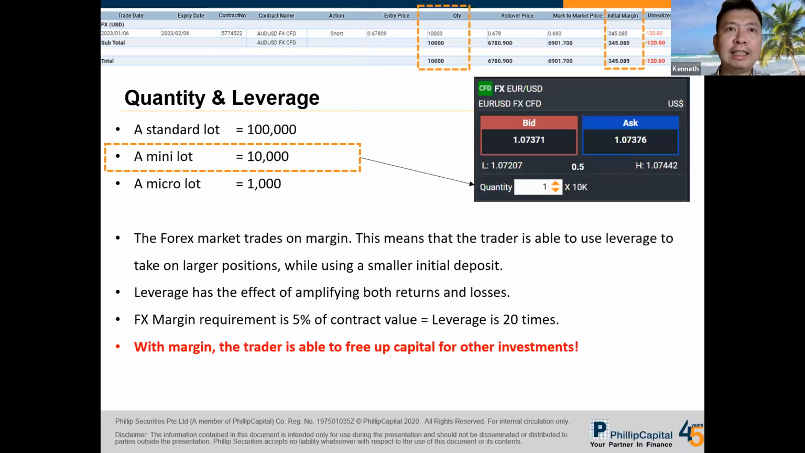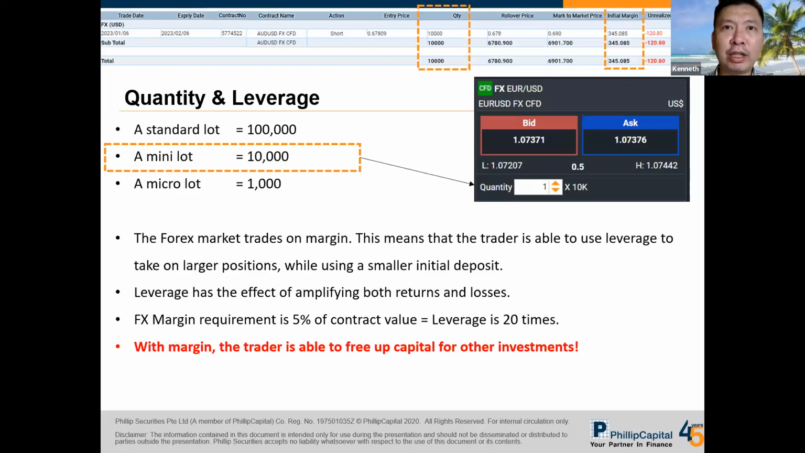Okay, so lastly, the quantity that you trade is defined as follows. A standard lot is 100,000 of the base currency, while a mini lot is 10,000 of the base currency. So in POEMS, the quantity value that you key in the box refers to the number of mini lots you want to trade. You can see 1 by 10,000, so it's 1 lot of mini. So that's in POEMS.